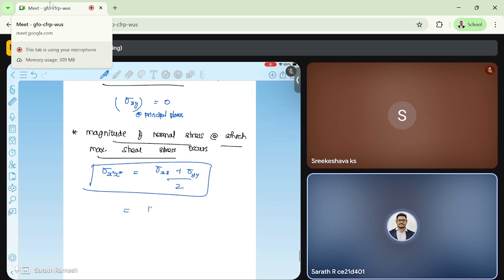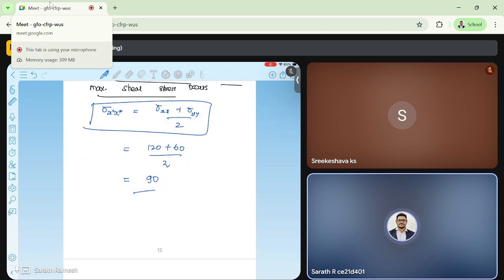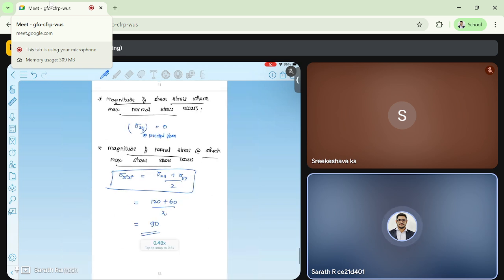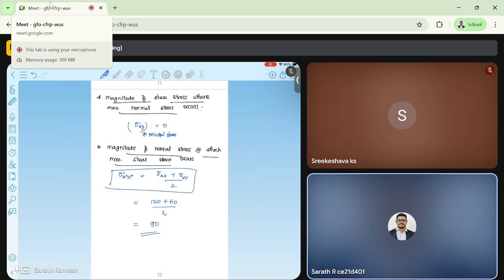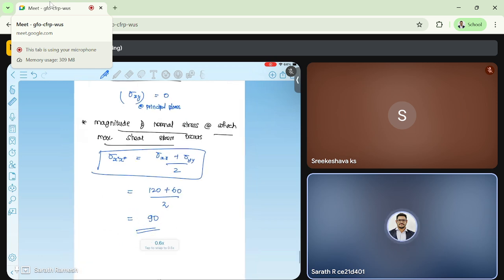This is equal to (120 + 60)/2, which is 90. This is the maximum normal stress. So the point to note: when the normal stress is maximum, shear stress goes to zero. But when shear stress is maximum, normal stress need not be zero. It can be there or cannot be there.